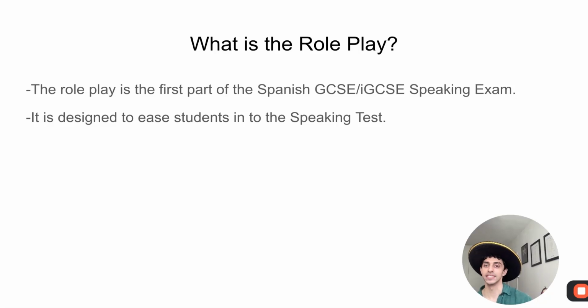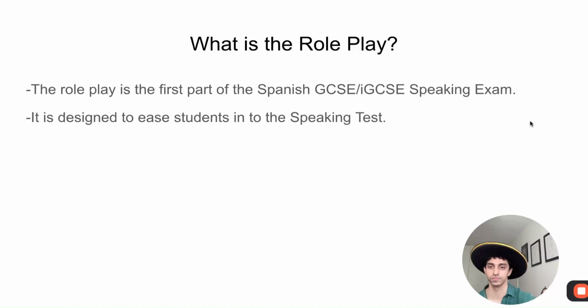But the role play is either the first part of your Spanish GCSE or iGCSE speaking exam or very near the beginning. And it has been designed with that in mind to somewhat ease students into their speaking test. Although you certainly, if you're a student, cannot assume that you don't have to revise the role play or that you're simply going to score very well in the role play. You do need to know what the role play consists of, how to prepare, and the relevant exam technique in any case too.